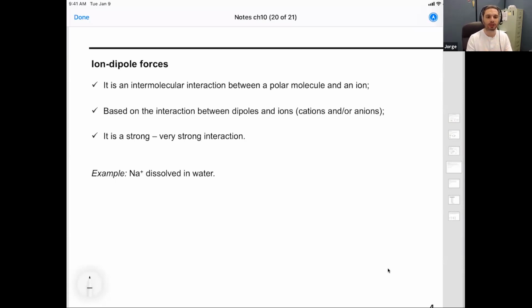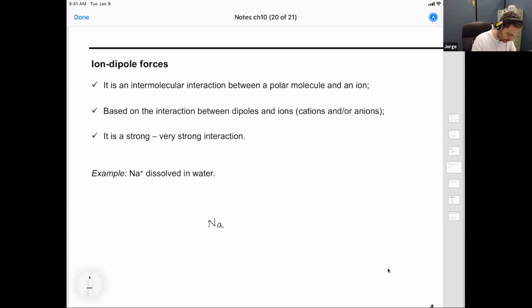It is an intermolecular interaction between a polar molecule and an ion, based on the interaction between dipoles and ions. Ions can be cations or anions. It is a strong to very strong interaction. As an example, I would like to show you what happens when sodium plus is dissolved in water.